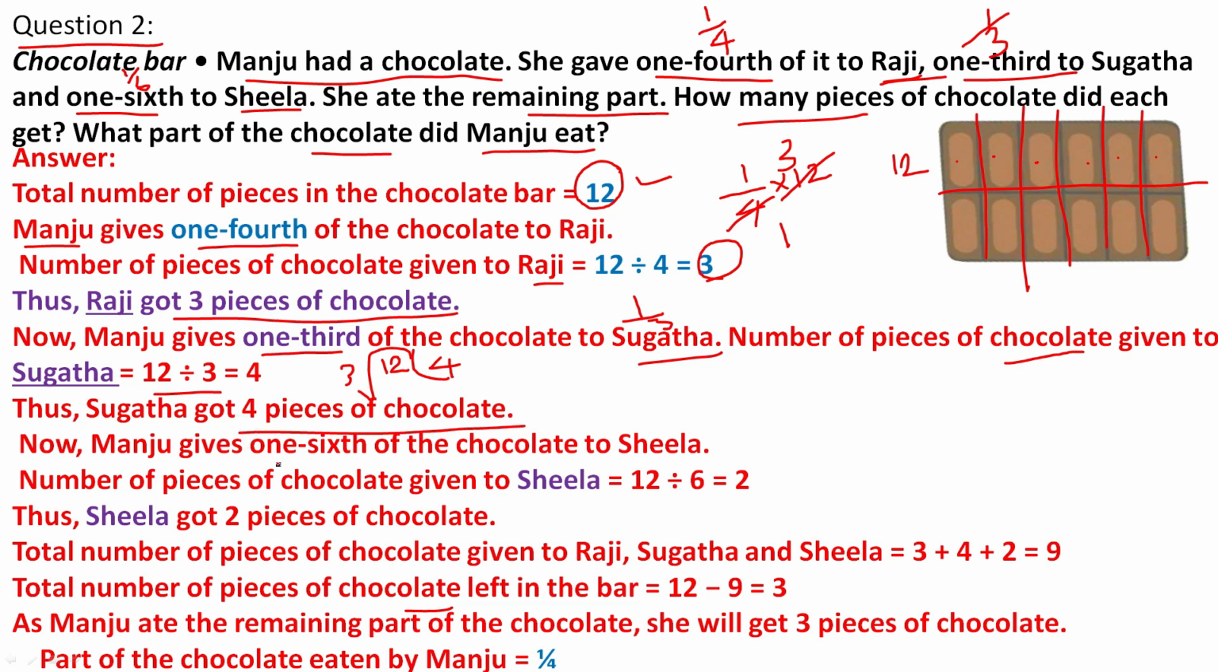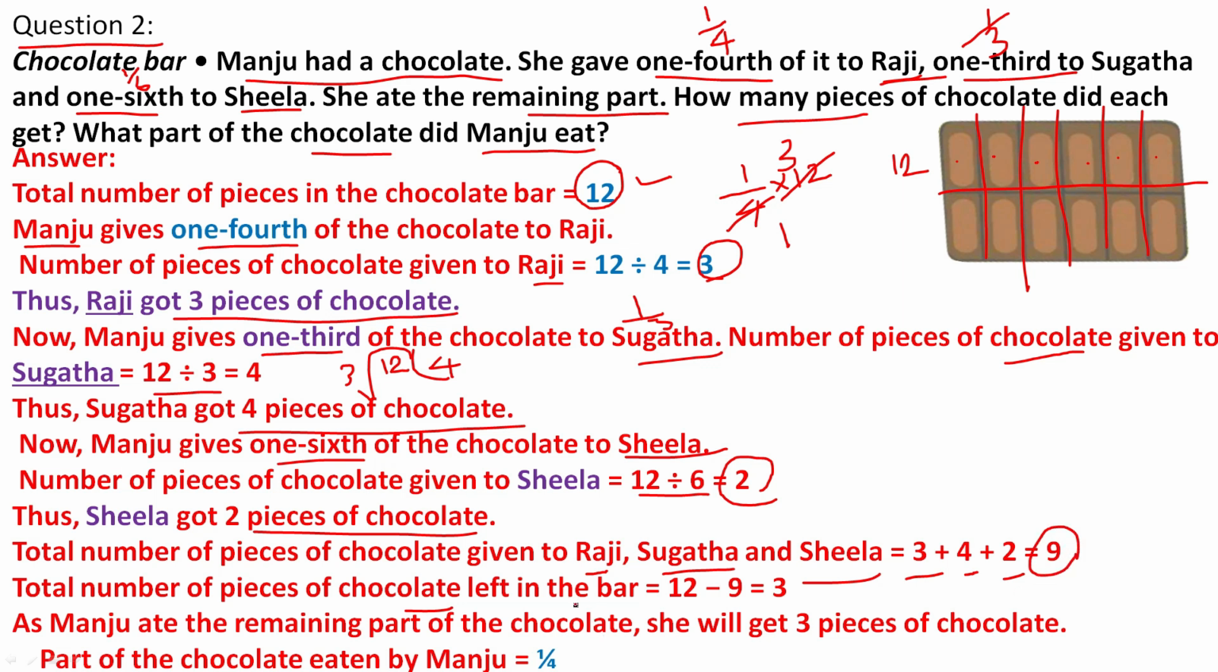Manju gives 1/6 of the chocolate to Sheila. That means 12 divided by 6 is equal to 2. Thus 2 pieces of chocolate Sheila got. Total number of pieces of chocolate given to Raji, Sugada and Sheila: 3, 4 and 2, totally 9.